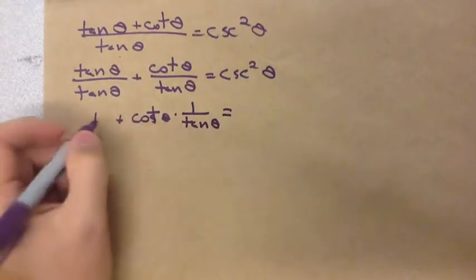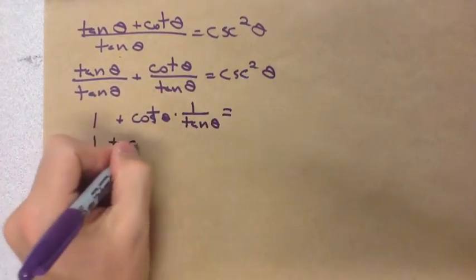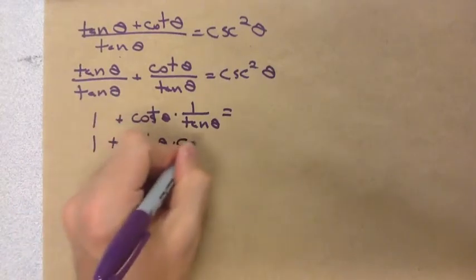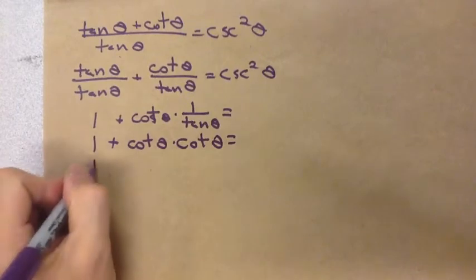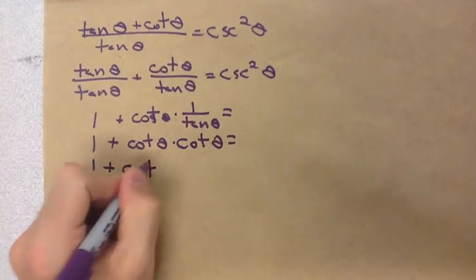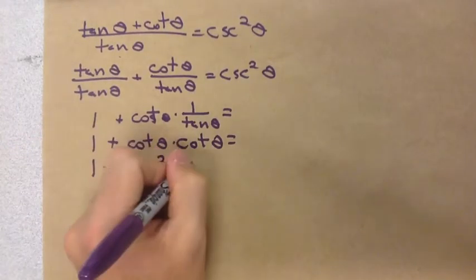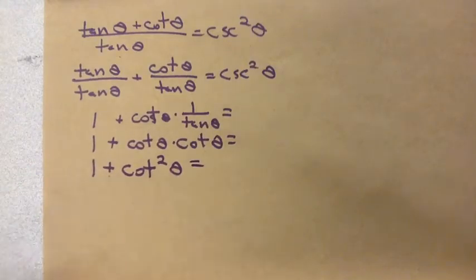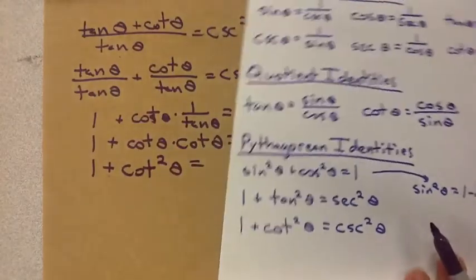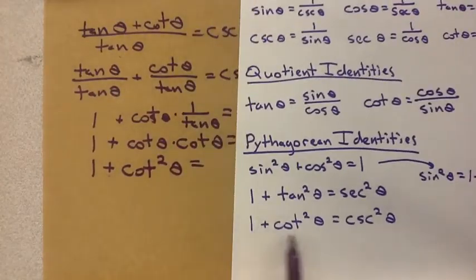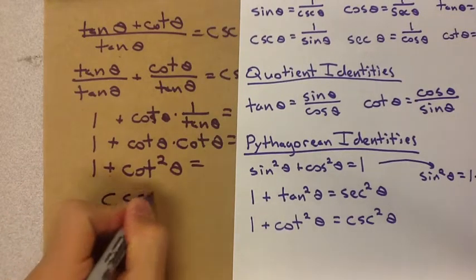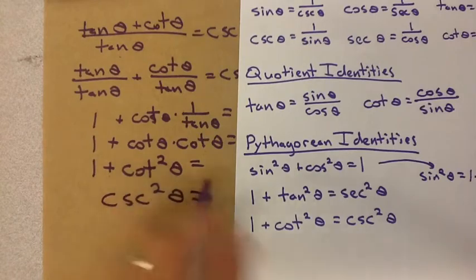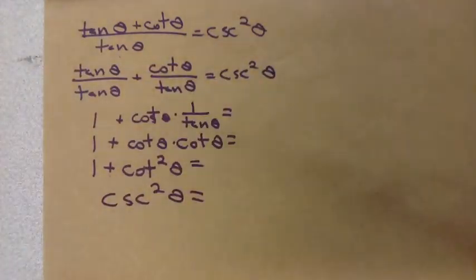Now, 1 over tangent theta is really the cotangent, so I can make it into this. Then I multiply the two together, and it becomes cotangent squared theta. Now this comes back to our Pythagorean identities. 1 plus cotangent squared theta is equal to cosecant squared theta, which is what we're looking for.